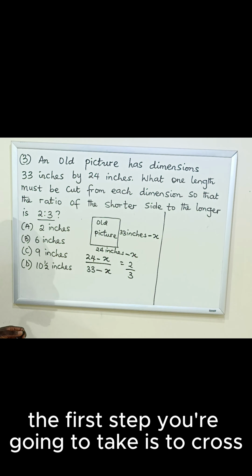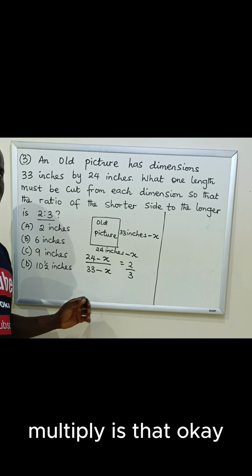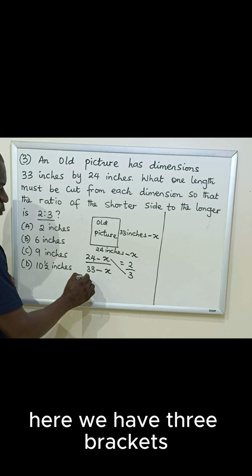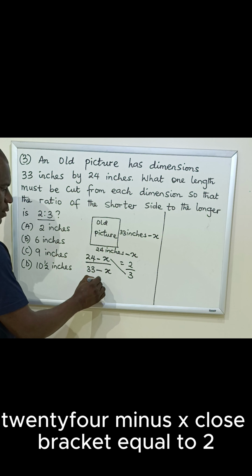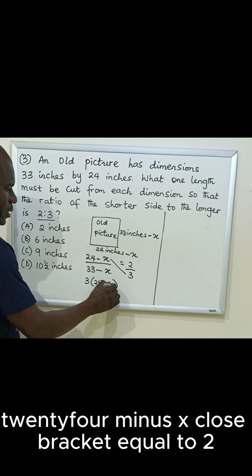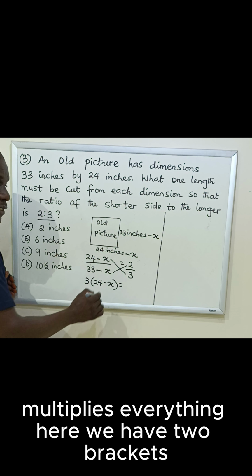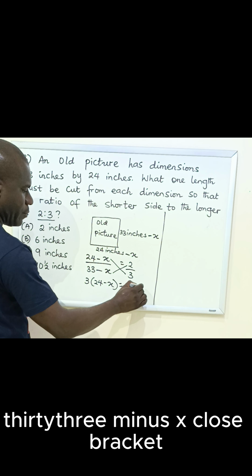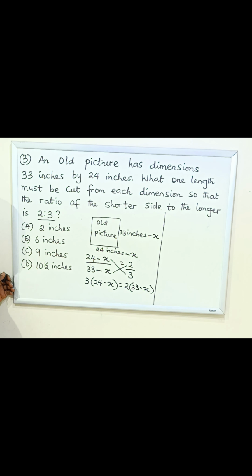To do that, the first step we are going to take is to cross multiply. To cross multiply, 3 multiplies everything here. We have 3 brackets, 24 minus x, close bracket, equal to 2 multiplies everything here. We have 2 brackets, 33 minus x, close bracket.